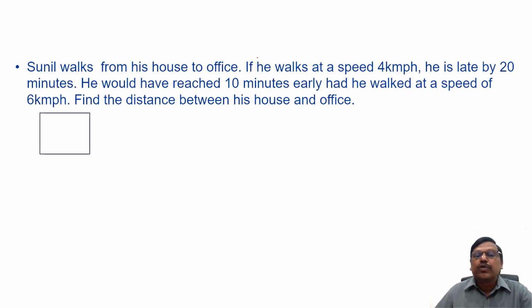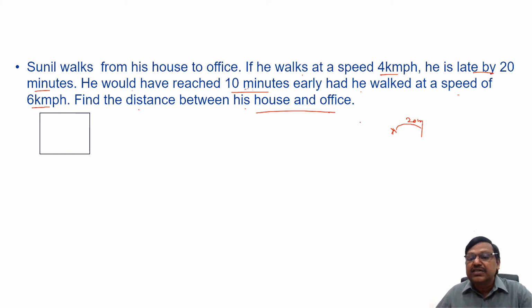Sunil walks from his house to office. If he walks at a speed of 4 kilometers per hour, he is late by 20 minutes. He would have reached 10 minutes early had he walked at a speed of 6 kilometers per hour. Find the distance between his house and office. Now, see, first day is late by 20 minutes. What do you mean by late by 20 minutes? If there is a stipulated time, you are reaching 20 minutes after that.